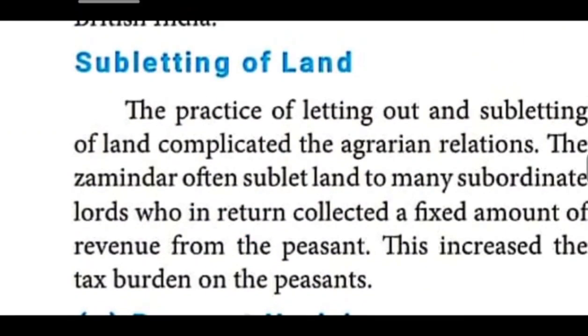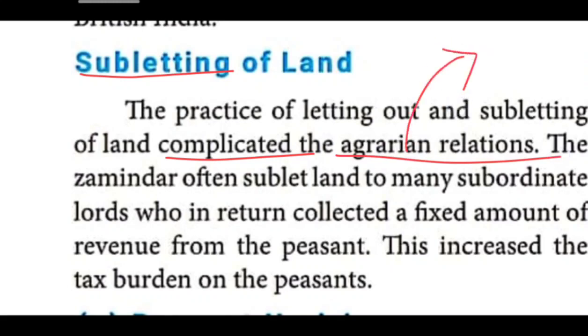Then subletting of land. What is meant by subletting? Subletting means lease. The practice of letting out and subletting of land was complicated. Complicated means very difficult to understand. So this letting out, subletting, that is lease. It is very difficult to understand the agrarian relations. Agrarian means agricultural relations.